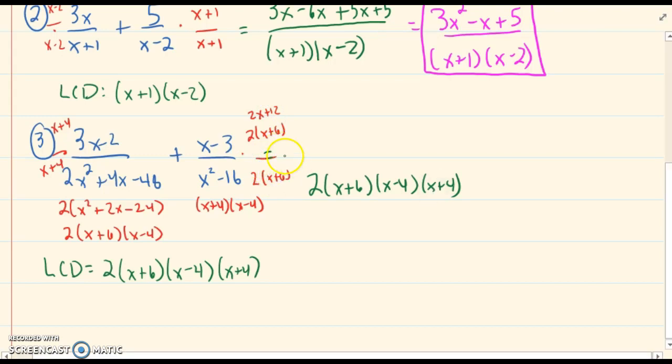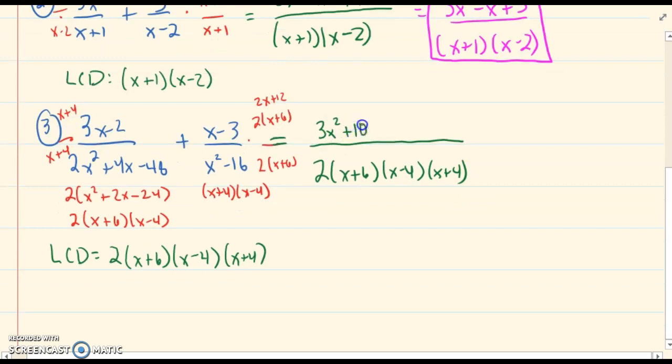All right, now I'm going to do some multiplication in the numerator. I'm going to take x plus 4 times 3x minus 2. And so if I do x times 3x, that's 3x squared. x times negative 2 is negative 2x. 4 times 3x is 12x, so that's going to give me a plus 10x. And minus 8. And I'm going to add to that the second fraction doing the same thing.